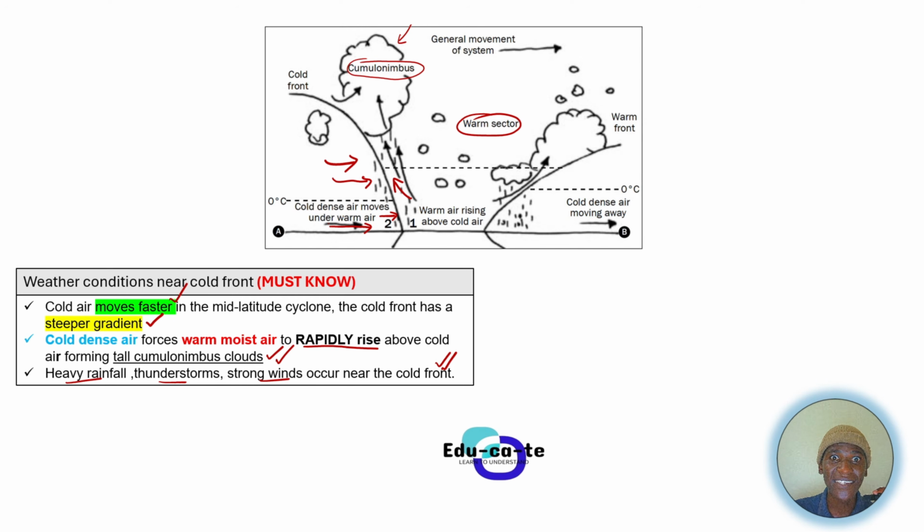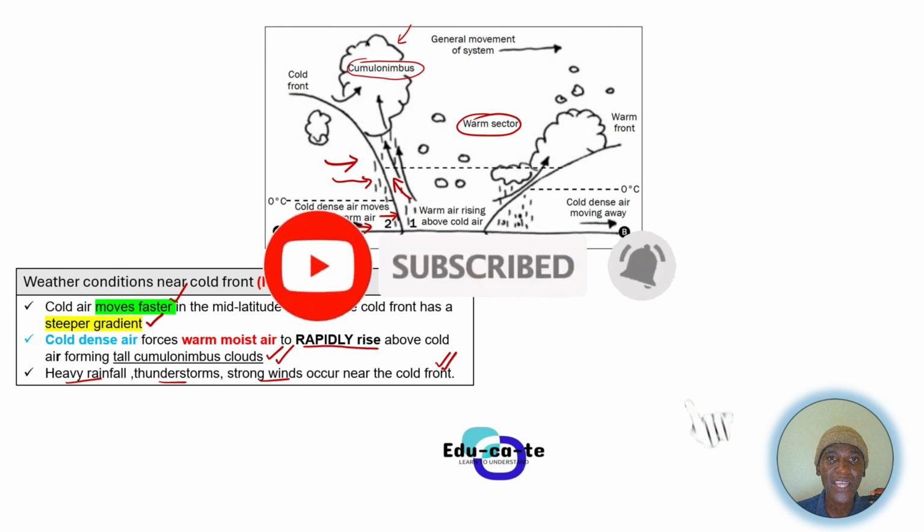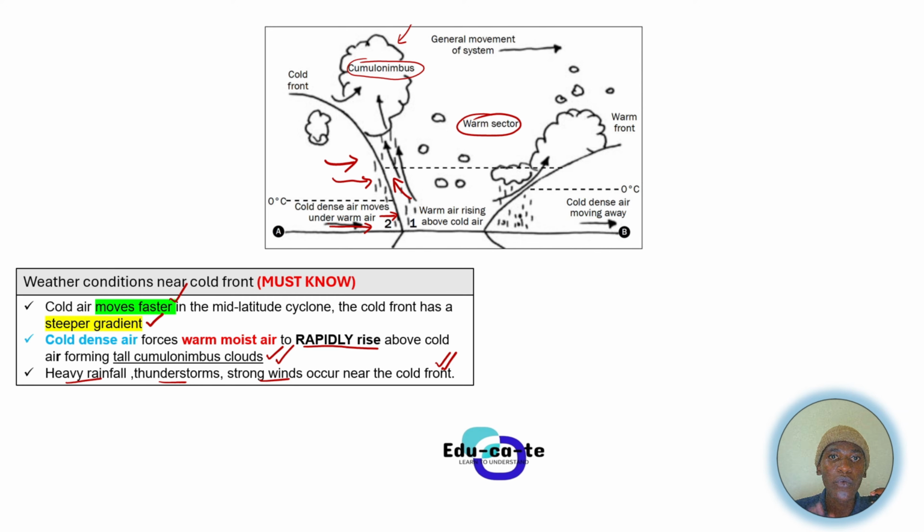So now these are the must-know conditions. You must really know them, the conditions that occur near the cold front. This is all due to the steeper pressure gradient that causes the warm moist air to rapidly rise. And this rapid rising of warm moist air will cause the formation of cumulonimbus clouds. And we know that cumulonimbus clouds are associated with heavy rainfall or torrential rainfall.